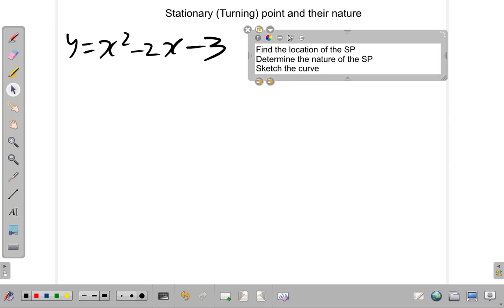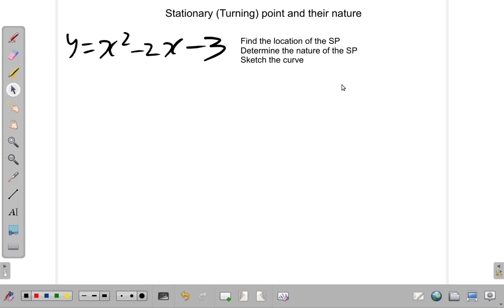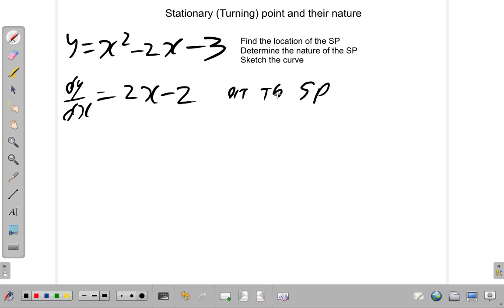All right. So here now, let's make this writing a bit smaller. We want to find the location of a stationary point. Well, you know that at the stationary point, the gradient is 0. How you find the gradient is to differentiate the function. So what we do is find dy by dx is equal to 2x minus 2 using the power rule. And at the SP, at the stationary point, dy by dx equals 0. So 2x minus 2 is equal to 0.